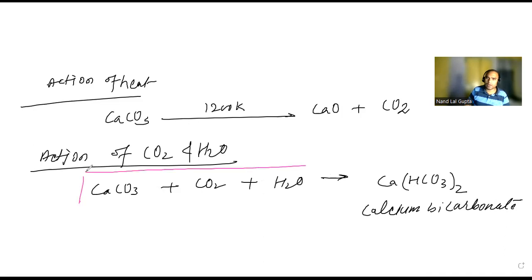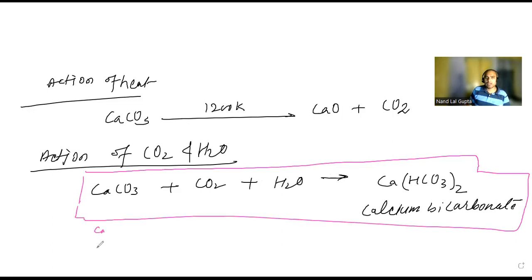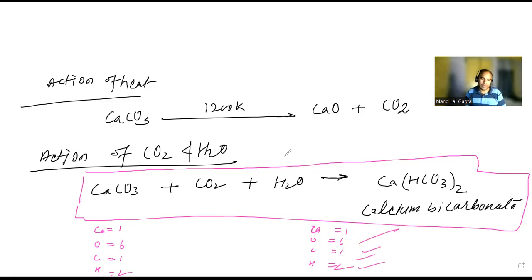If you want to check whether they are balanced or not, you can check calcium, oxygen, carbon. Here hydrogen is also there. This side also you can check calcium, oxygen, carbon, hydrogen. Calcium is 1 on each side. Oxygen is 6 on each side. Carbon is 1. Hydrogen is 2 on both sides. So this is absolutely balanced. When you are treating with CO2 and H2O, it is going to give calcium bicarbonate. Can you please make a note?